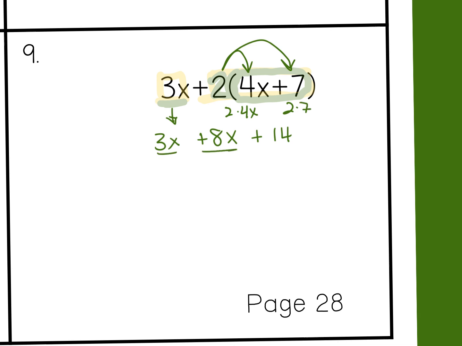Now I've got these two like terms. So I have 11x and 14. And there is our simplified result after distributing and simplifying the expression. Take a moment to look it over.